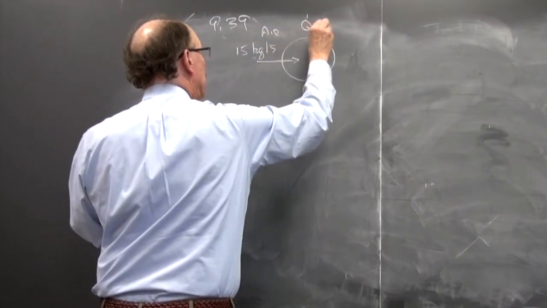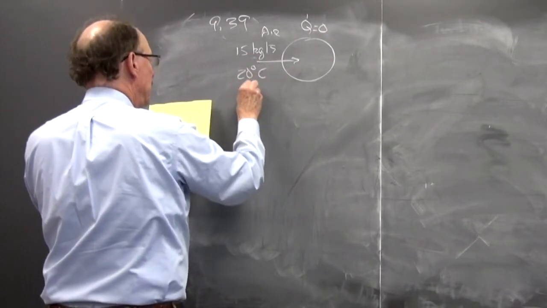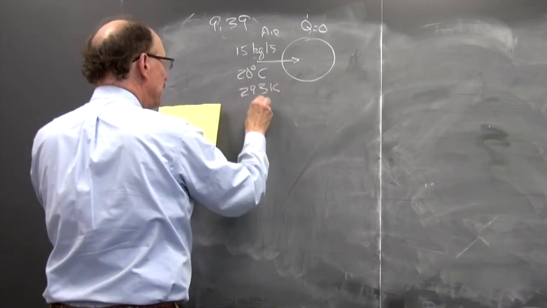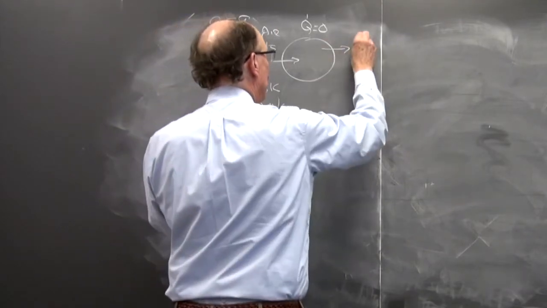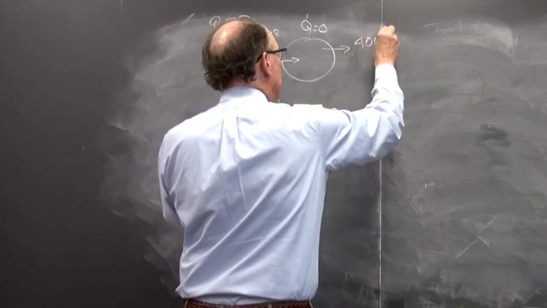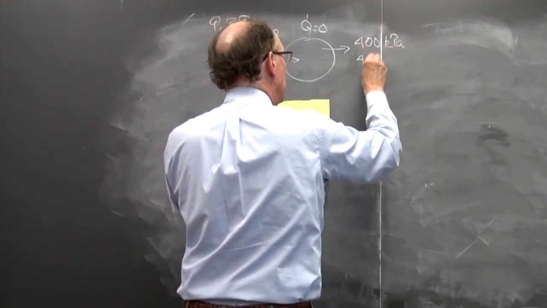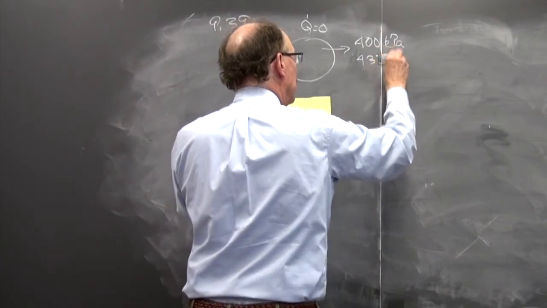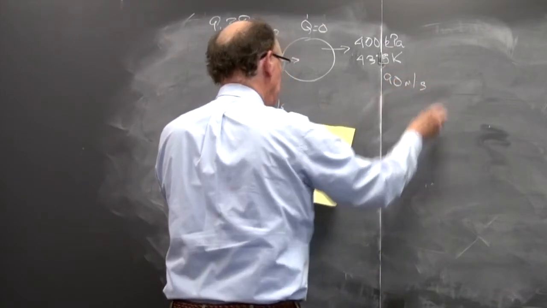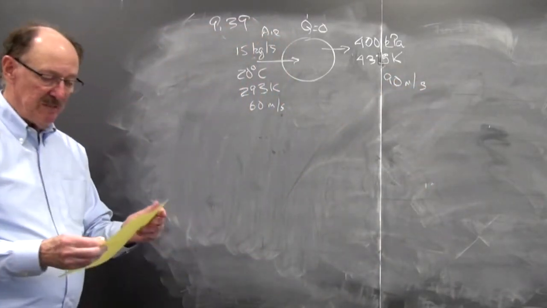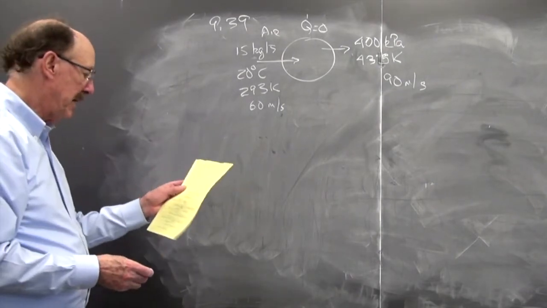Q dot is 0, it's adiabatic. It's 20 degrees C, 293 degrees K, 60 meters per second. So we're introducing velocity in this case. It discharges at 400 kPa at 433 degrees K, and 98 meters per second. And we want to find the power, the change of availability, the second law efficiency, and we'll find the turbine efficiency as well, the adiabatic efficiency.